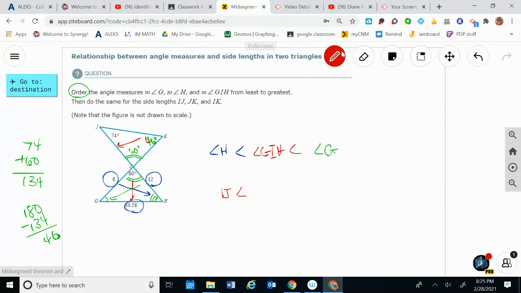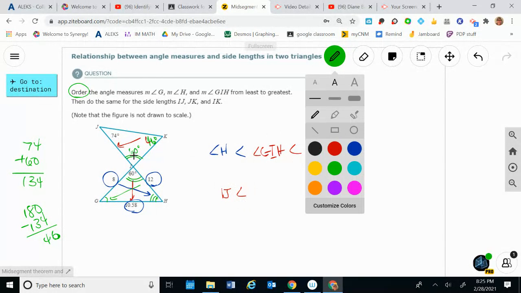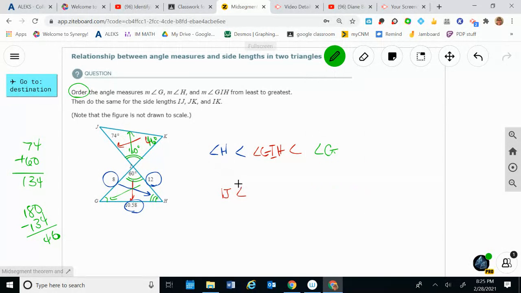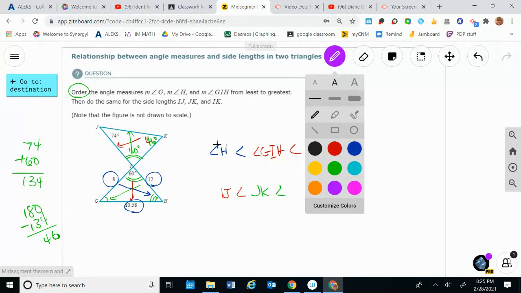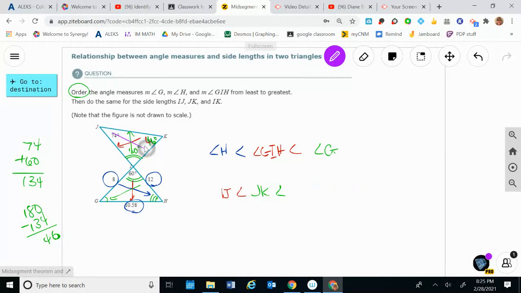IJ less than, let's go with the next one, 60 or 74? 60. JK less than, last one, 74. IK. Okay, you're just comparing openings to angles.